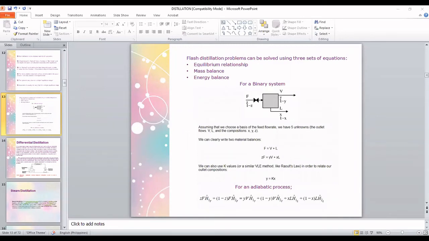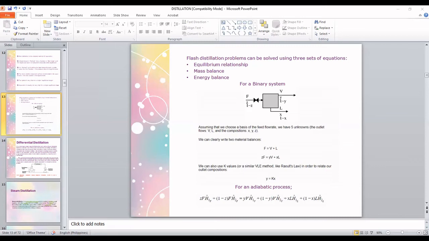If you do component balance, then you simply use the mole fraction or the mass fractions of the components in your feed. It's mole fraction that we're using here, by the way, though I can say it's mass also. Let's say mole fraction of A. So Z is the mole fraction of A in the feed. Y is the mole fraction of A in the vapor phase. And X is the mole fraction of A in the liquid phase.